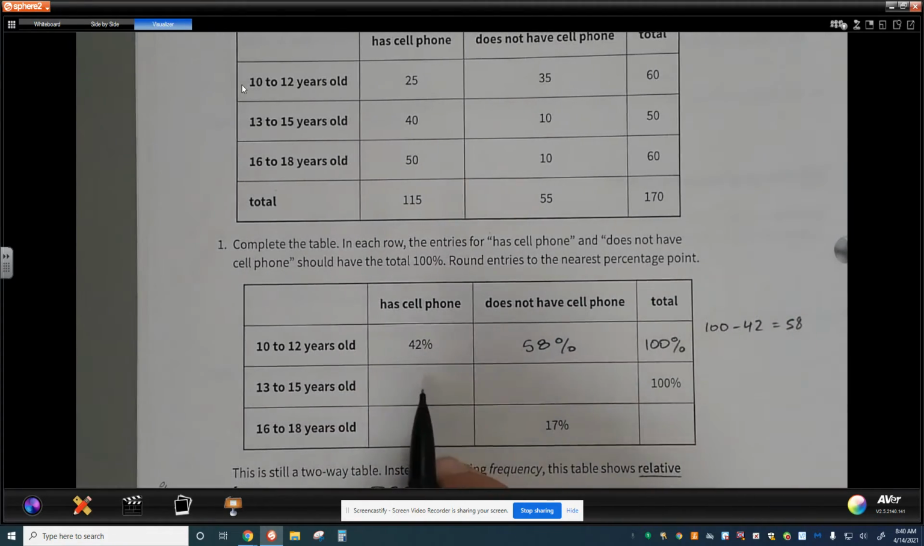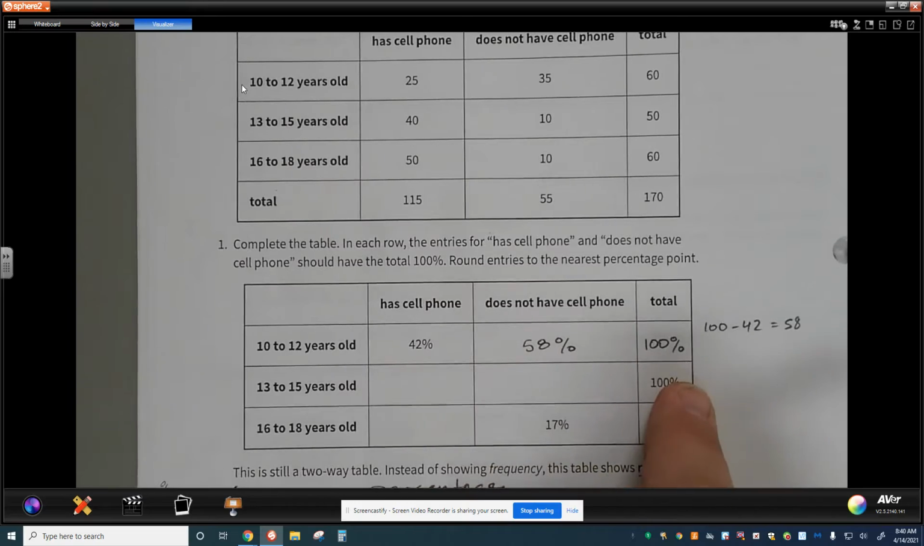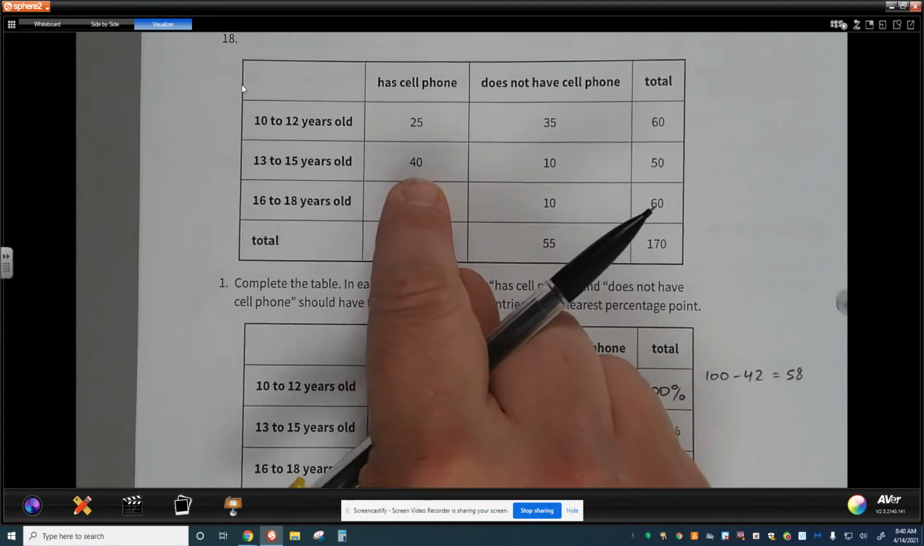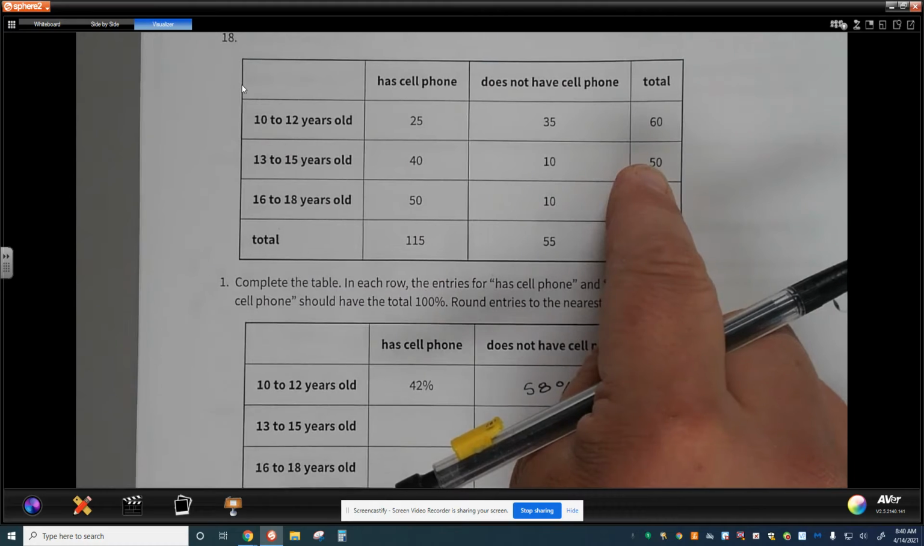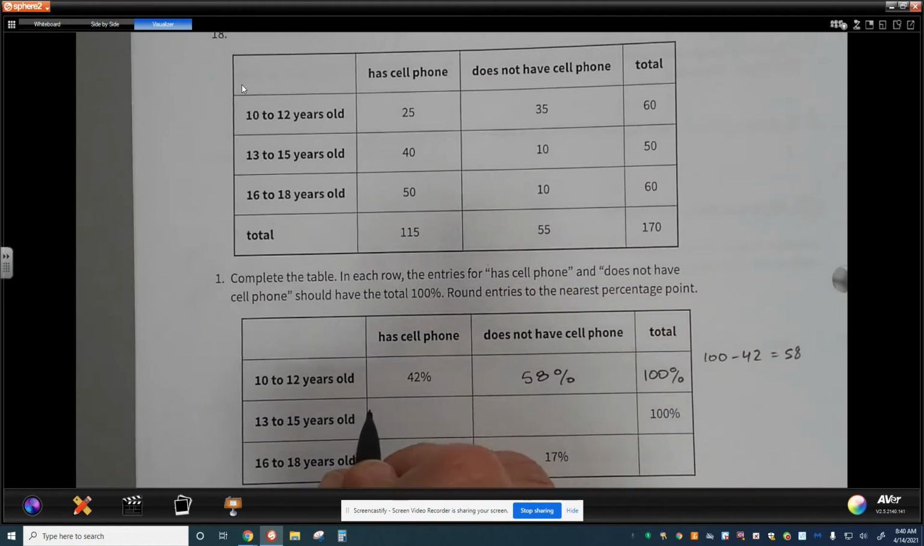For 13 to 15-year-olds, they didn't give us a lot of information here other than 100%, but we already know what's going on. We know that 40 out of 50 have cell phones and 10 out of 50 do not. So we can look at that part again. 40 out of 50 is equal to 8/10 or 80%.